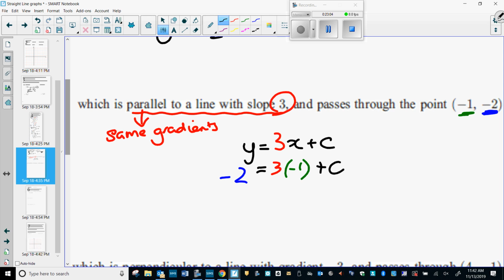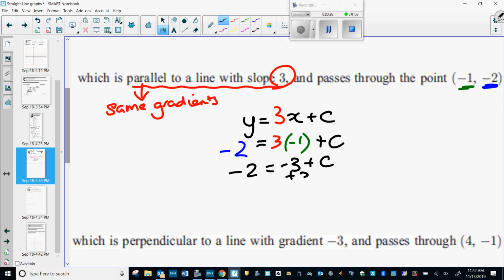So we now have to add these numbers. What's 3 lots of negative 1? Negative 3. So we've got negative 2 equals negative 3 plus c. How do I get c on its own? Add 3 to both sides. What's negative 2 plus 3? 1. So c is 1. My equation is y equals 3x plus 1. Yay, straight line.